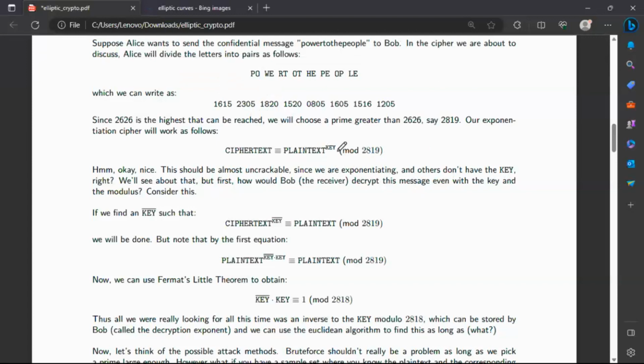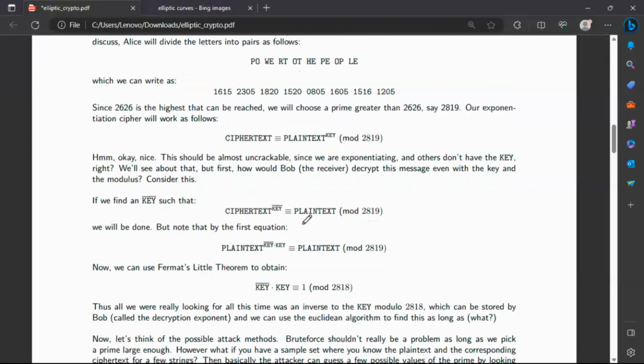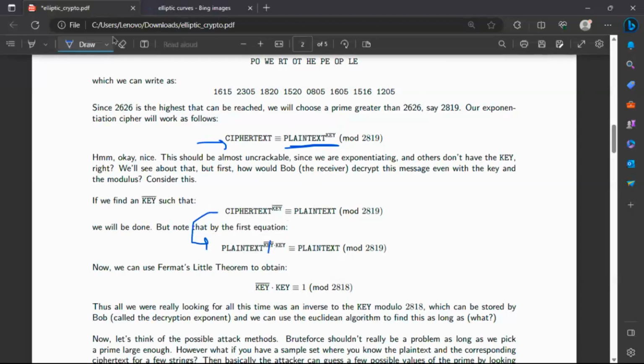But now, how does Bob decrypt this message with the key? What Bob can do is find a key bar such that ciphertext to the key bar is the plaintext, and he'll be done, right? But by the first equation, we know that the ciphertext is plaintext to the power of key. So this equation becomes plaintext to the power of key bar into key. This is basically just the plaintext modulo 2819.